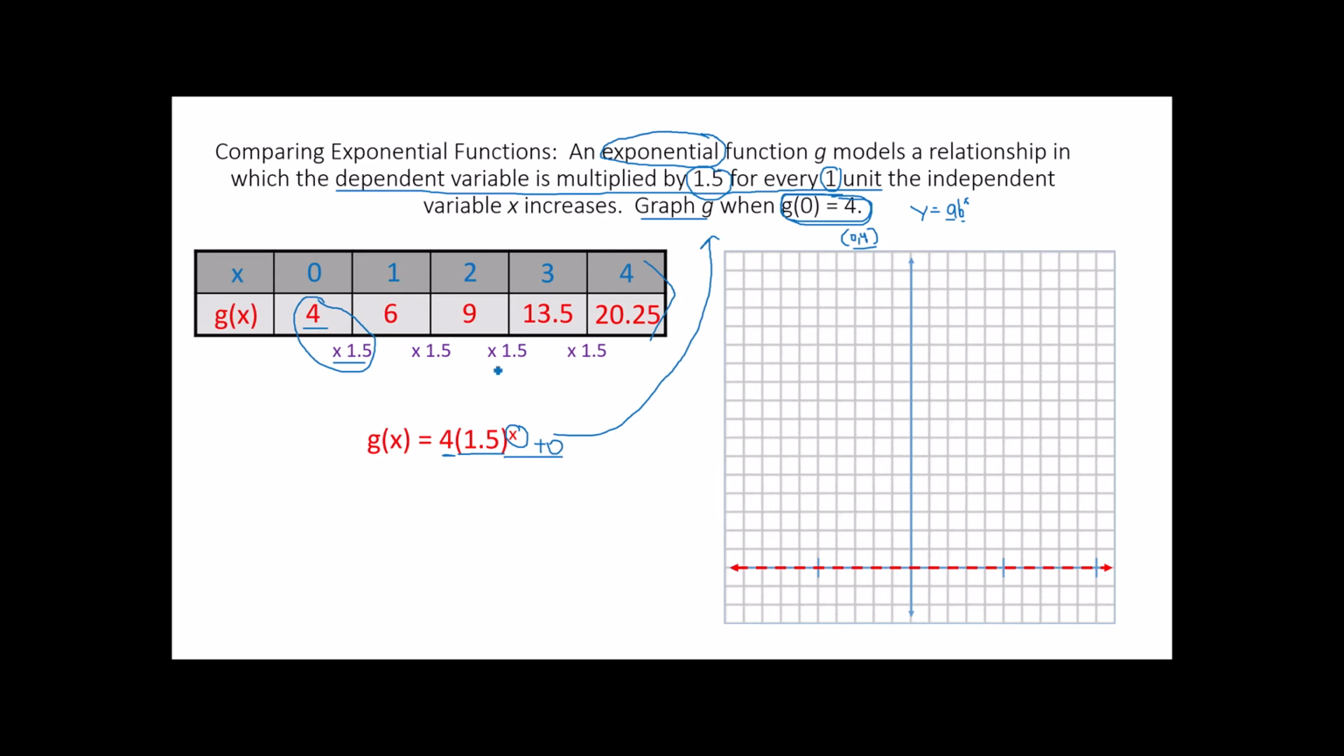I'm then going to go through and I'm going to plot all these coordinates, 0, 4, 1, 6, 2, 9, 3, 13.5, and then the 4, 20.25 is going to be way up here off the graph.